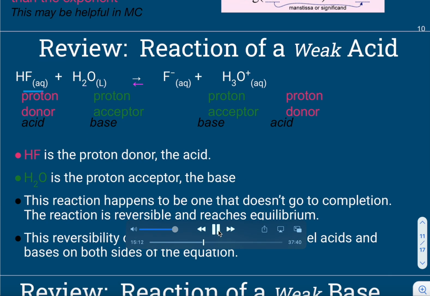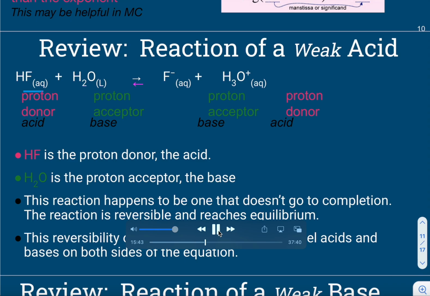All right, so here's some review from last unit when we talked about acids in solubility stuff, okay? So this is just a quick review about HF being the proton donor, the acid, the base being the proton acceptor, and then you have the conjugate base and the conjugate acid, which we'll talk about again. I'm going to review that for you.